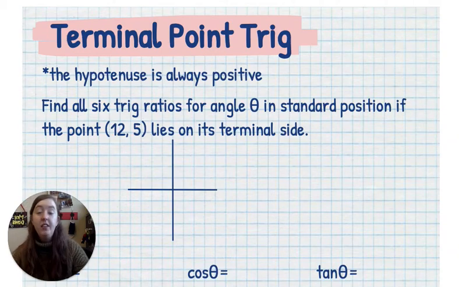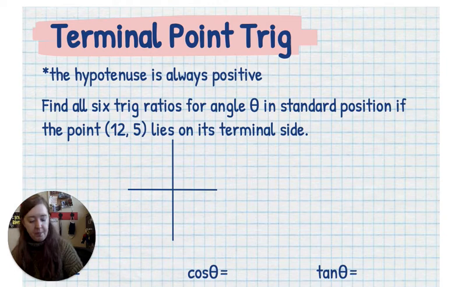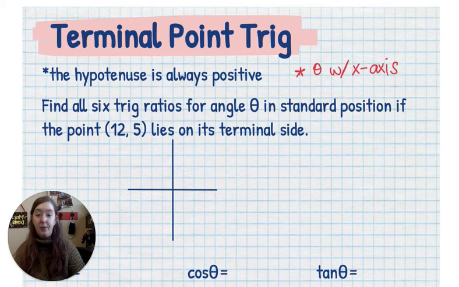Hey guys, today we're going to look at some terminal point trig. So one thing to remember is that the hypotenuse is always positive, no matter where it is. Another important thing to remember is that theta is always made with the x-axis.